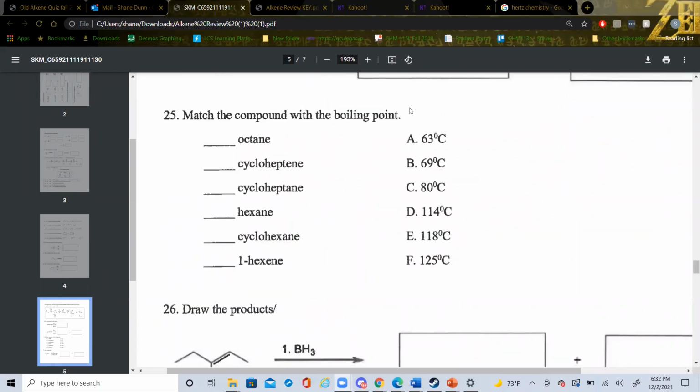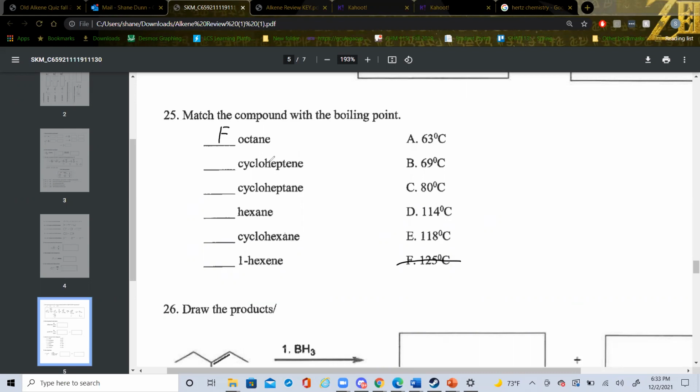Okay, for 25, what 25 is asking is about the boiling point. The boiling points of double bonds and single bonds are relatively very close to each other. It's just that single bonds tend to have a slightly higher boiling point. We still want to know that the more carbons you have, the higher your boiling point. Out of all of these, the highest one is octane, which means it's going to be F.